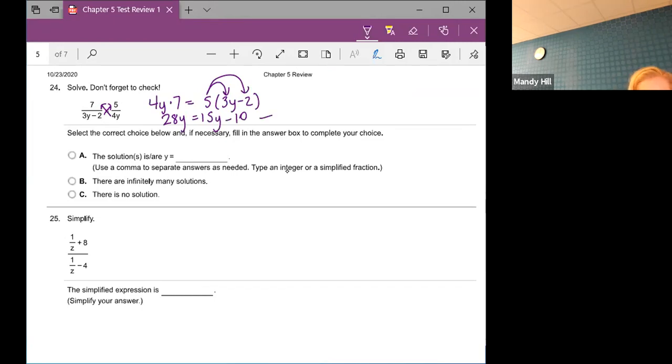Okay. Getting really close. We can't have y's on both sides and solve this. So we want to move the y's to one side. I chose to subtract 15y. That's going to be 28 minus 15, which is 13y equals negative 10. Divide by 13. So y is negative 10 thirds. And they are okay with you just leaving your answer like that, negative 10 thirds.